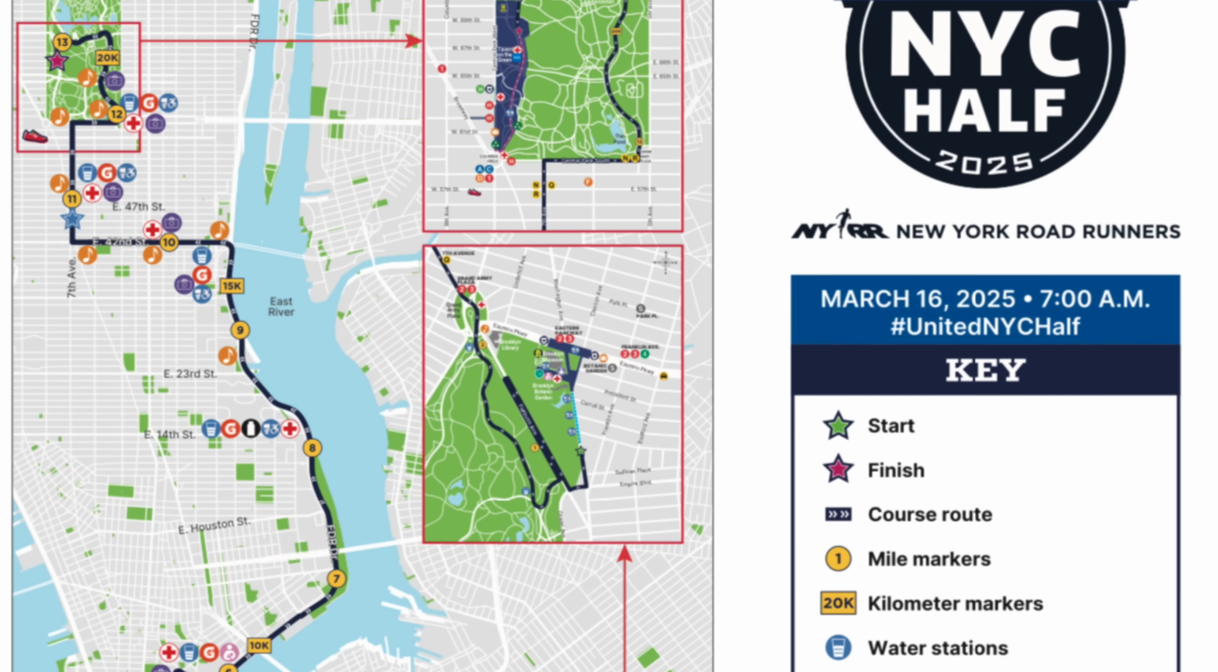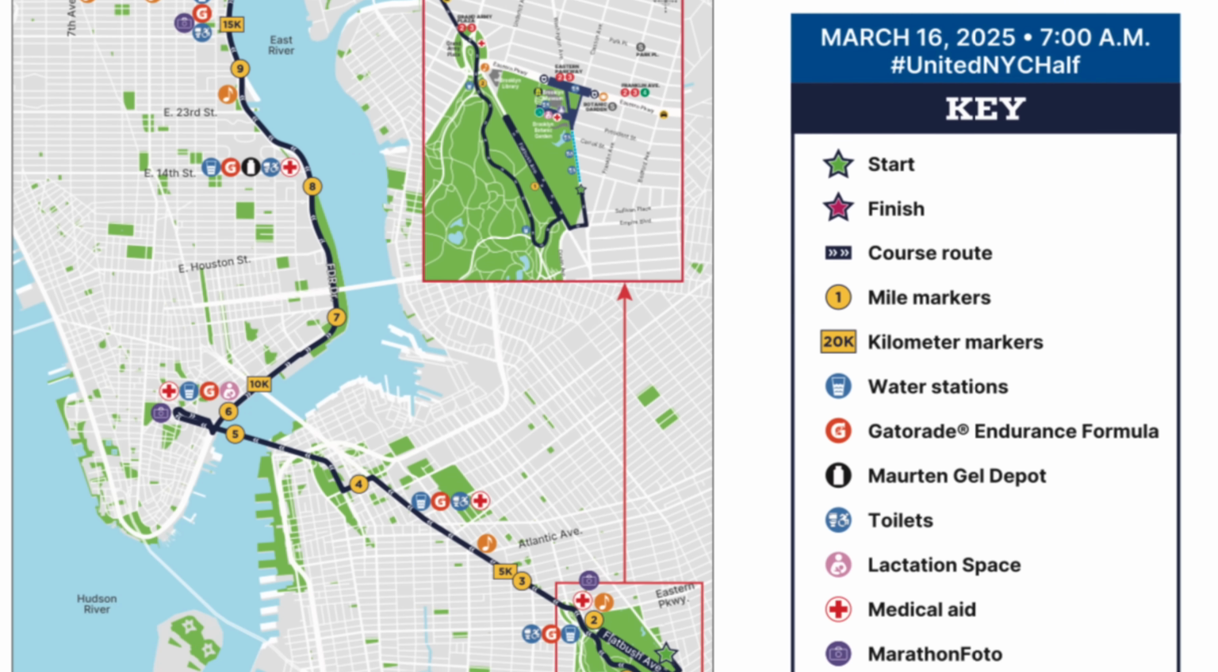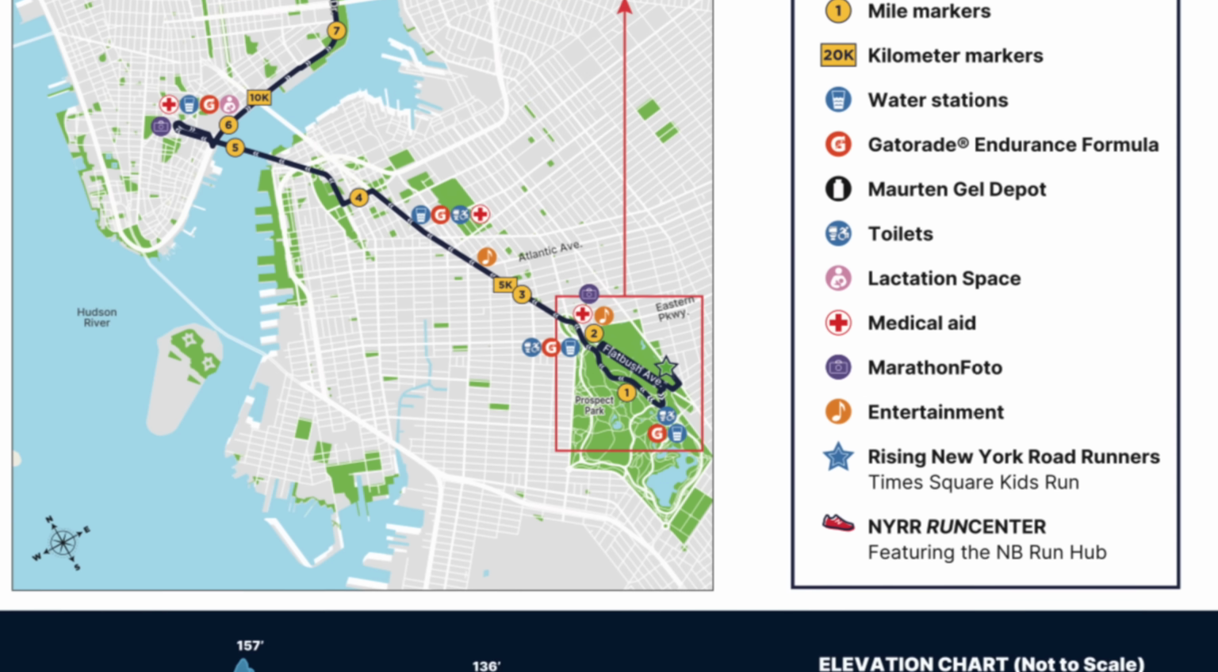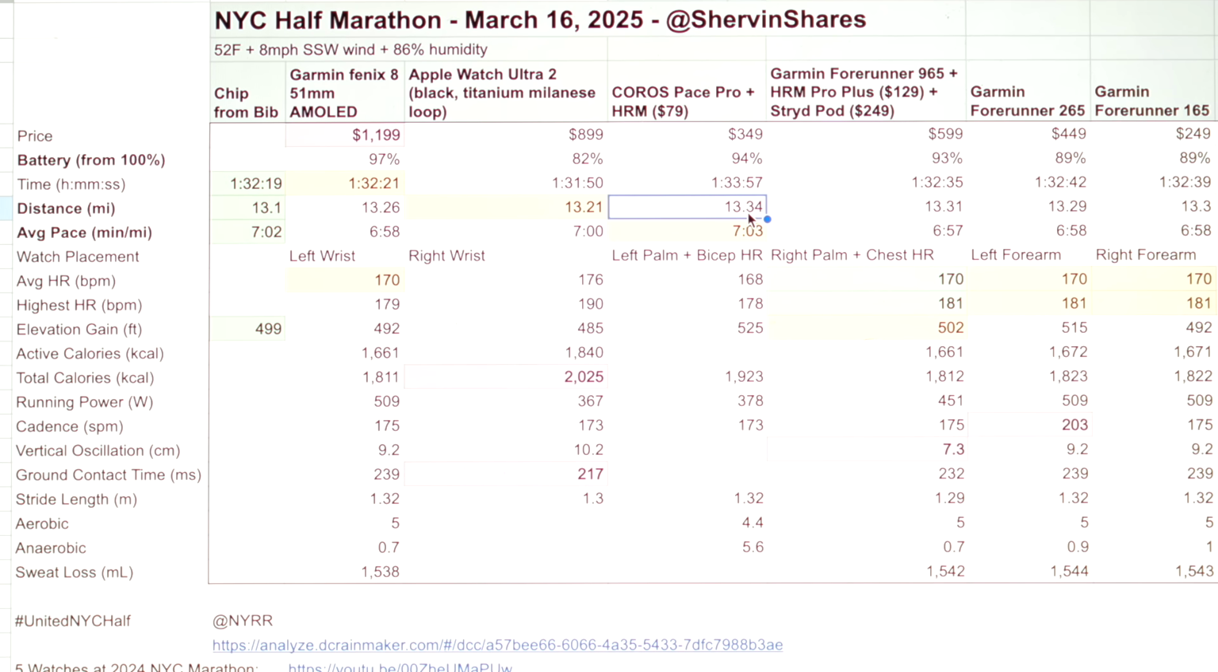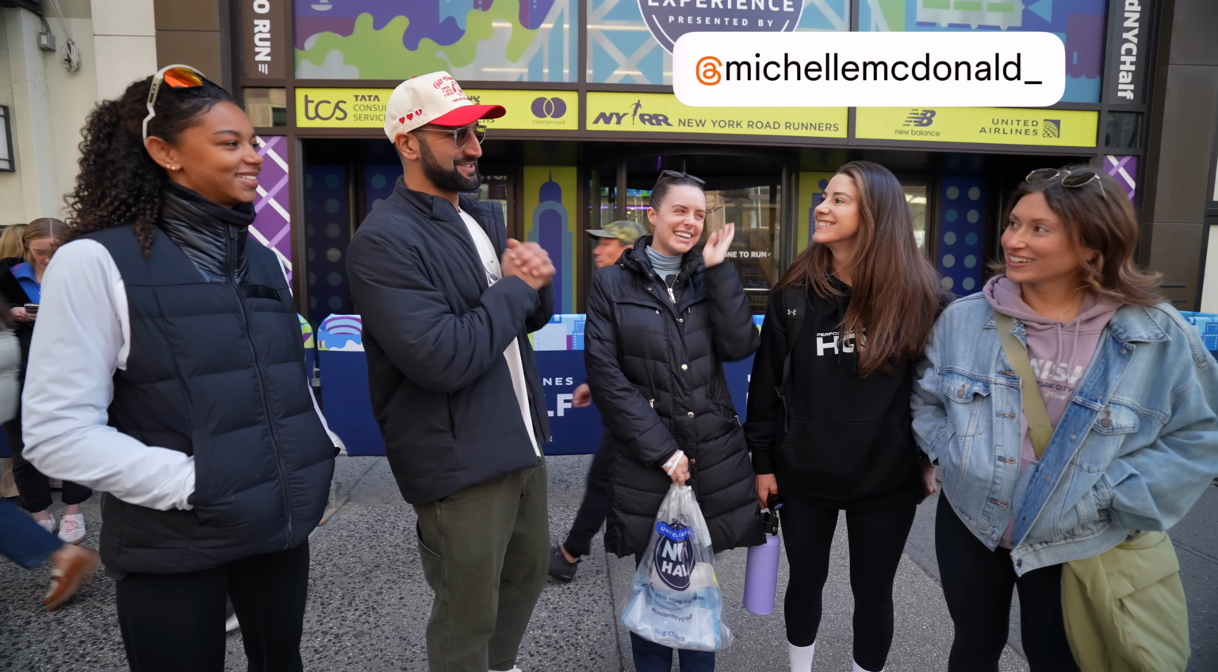But how do they compare for distance and average pace? So a half marathon is 13.1 miles, and most of the watches were about 0.1, 0.15, maybe even 0.2, 0.24 higher than the actual race distance. And when I was running, I had a pacer, Nolene, who was helping pace, and then Michelle, who was also trying to do a sub 1:34.